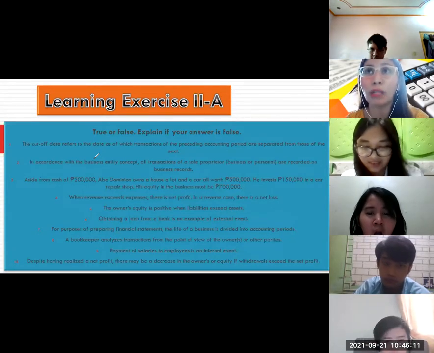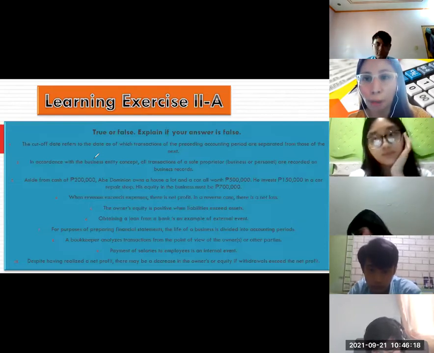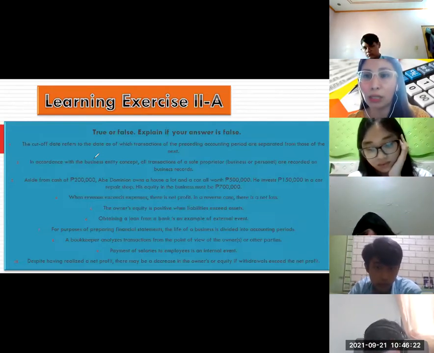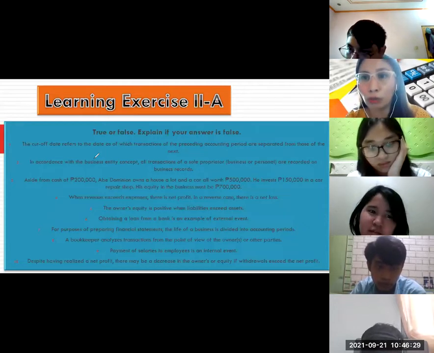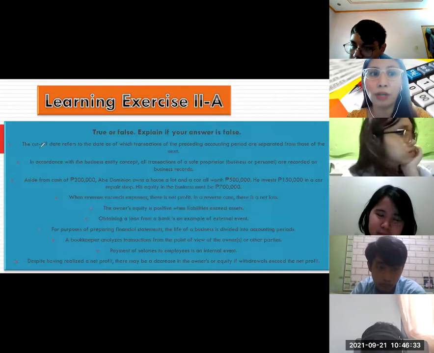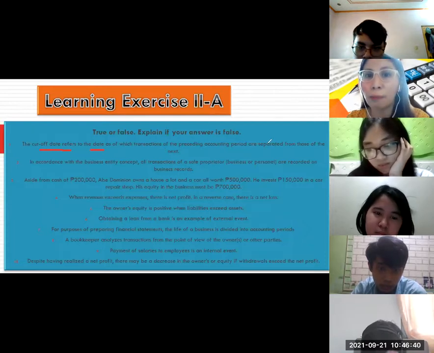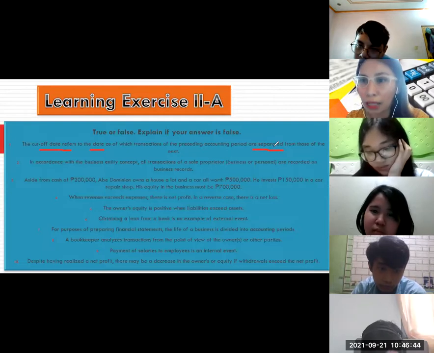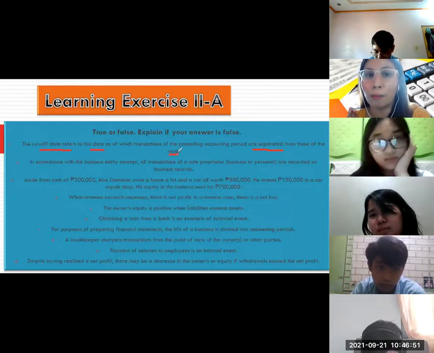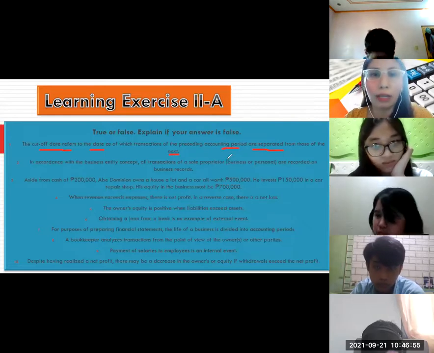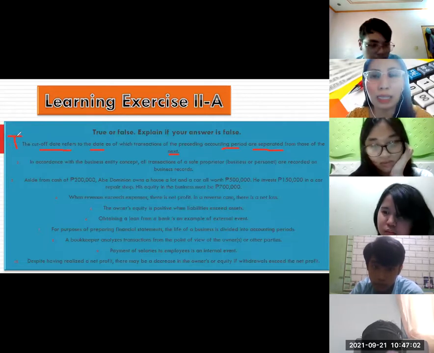Let's say yung sinabi ko na accounting period daily, pag close na ng store or pag close na ng shop at the end of the day, yung last amount na na-compute at the end of the closing, that will be carried over to the next day. Okay? Therefore, yung cutoff date refers to the date as of which transactions of the preceding accounting period are separated. So therefore, separate ang date on the previous and for tomorrow or the next day's period. Therefore, for number one, it is true.